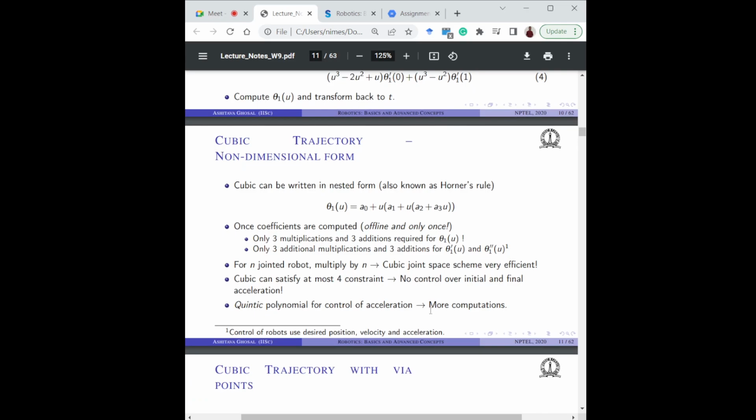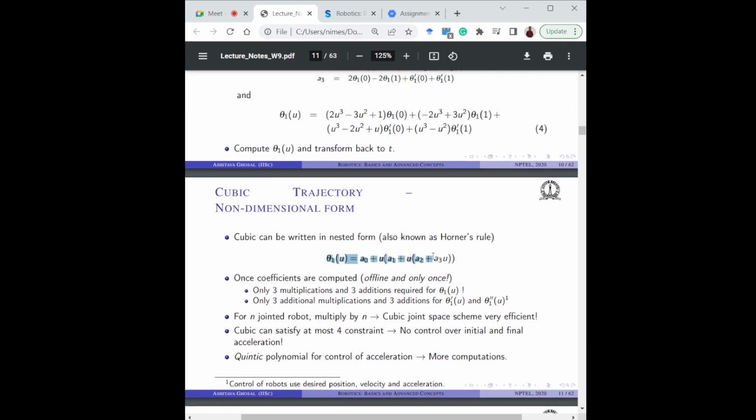Okay, you can go as high as you want, but again, the higher you go in the degree of the polynomial, the more computations you have to do, basically for the calculation of these coefficients as well, and also for the online computation.